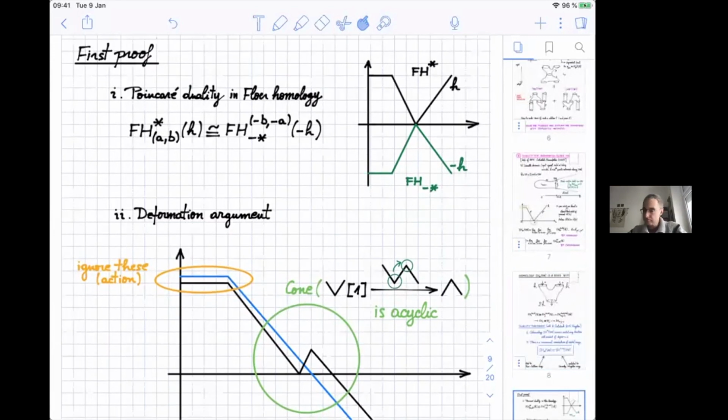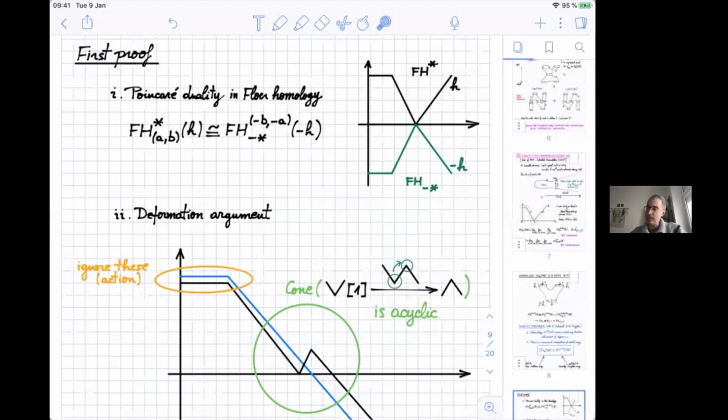So here's the proof. It goes in 2 steps. It's about identifying a homology group with a cohomology group. So I will first, using so-called Poincaré duality in Floer homology, put them on the same setting and phrase them as homology groups. So that's how Poincaré duality acts. Cohomology of a Hamiltonian is the same as homology of minus the Hamiltonian, where I get a minus sign in the grading, I get a minus sign in the action.